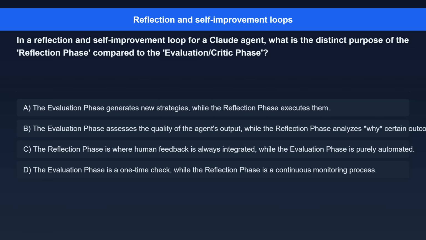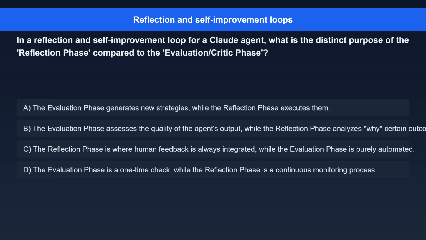Question 5. In a reflection and self-improvement loop for a Claude agent, what is the distinct purpose of the reflection phase compared to the evaluation/critic phase? Option A. The evaluation phase generates new strategies, while the reflection phase executes them.